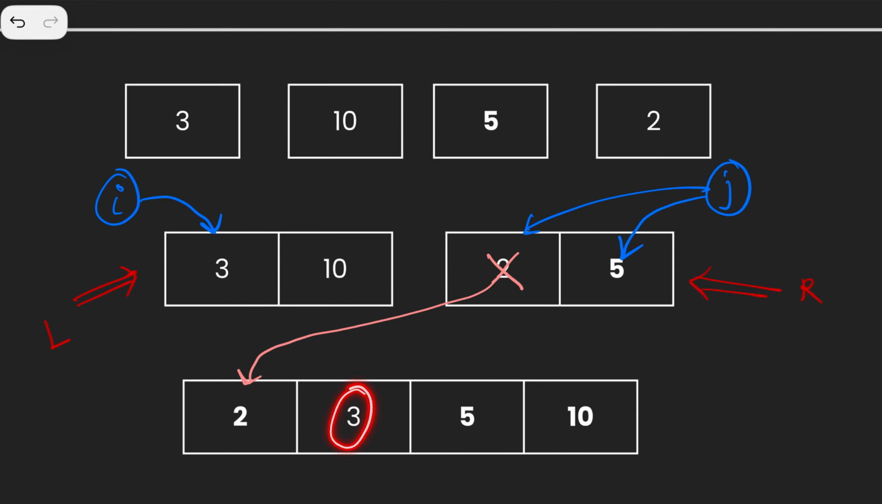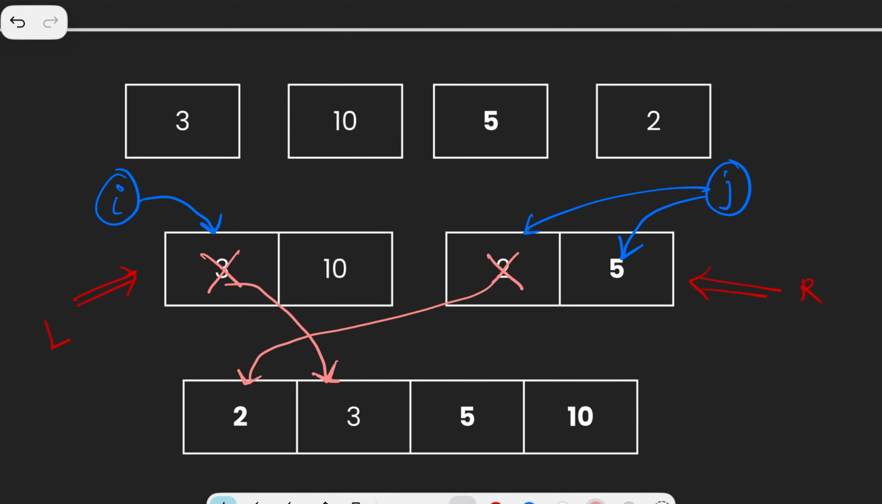So who is going to take the second position? The ith element or the jth element? Well, whosoever is the smallest element will take the second position. In this case, 3 is smaller than 5. So 3 is going to take this position. So the processing of 3 is done. We will move our I pointer to the next element.